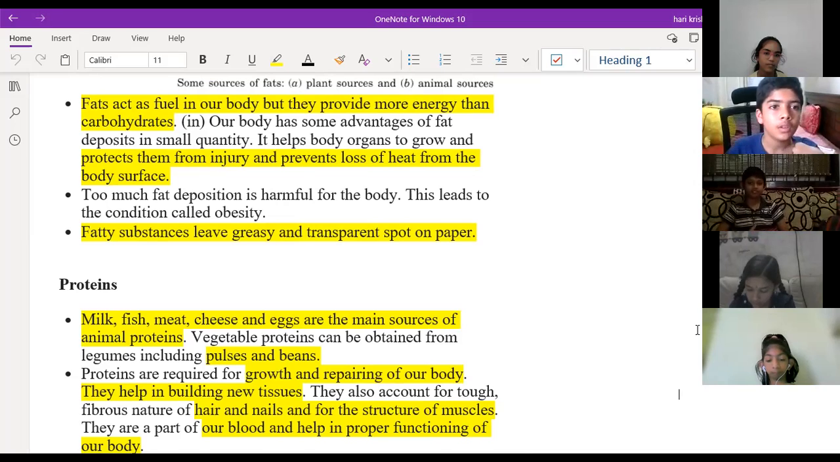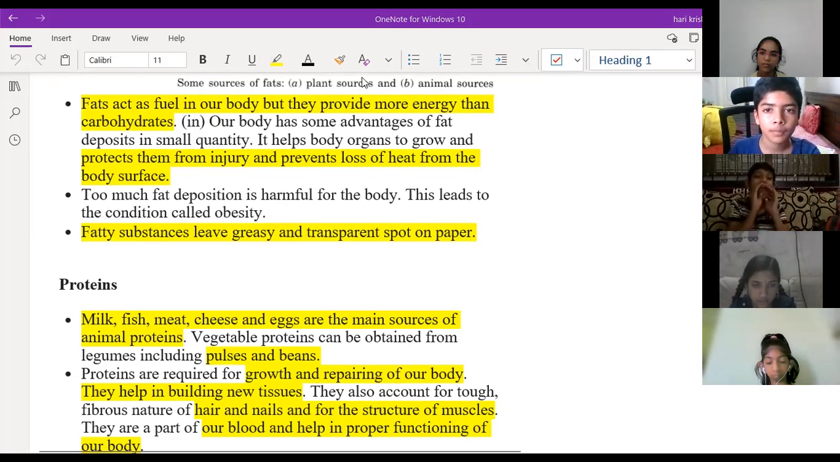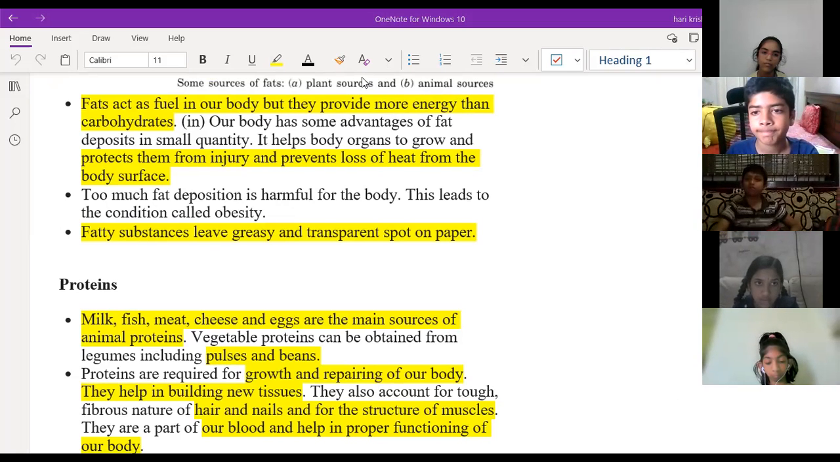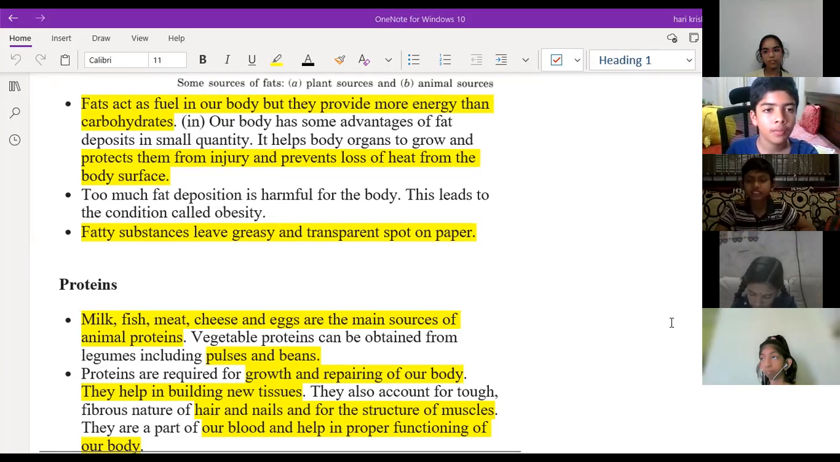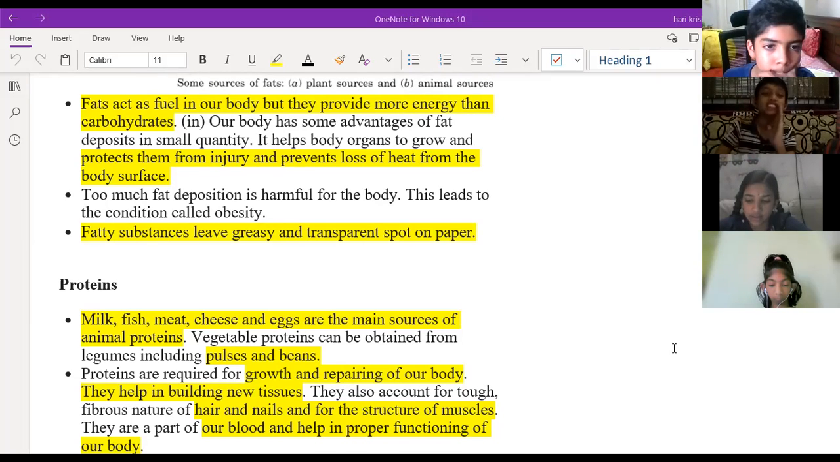Only Pragna has to answer. She left. Deepthi. Sir, she's there, sir. She's there. Okay, okay. Pragna, are you there? Deepthi, what is the answer? What are the energy giving foods?